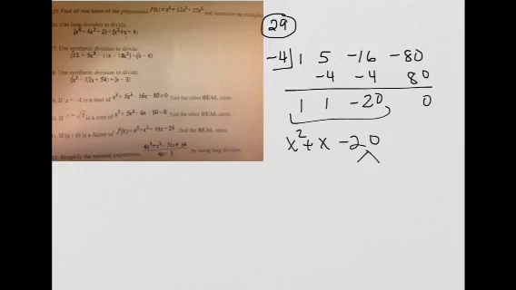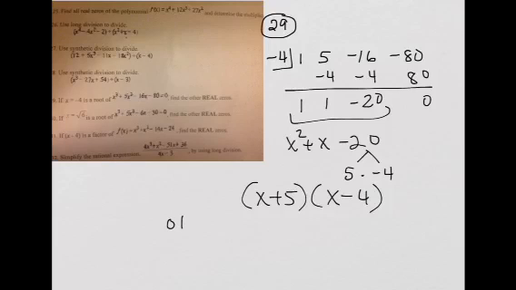Factors of negative 20 that add up to positive 1 are 5 times negative 4. So then you get x plus 5 times x minus 4. So those are the other two factors. So then the other zeros, so the question is, what are the other real zeros? So that's negative 5 and positive 4.